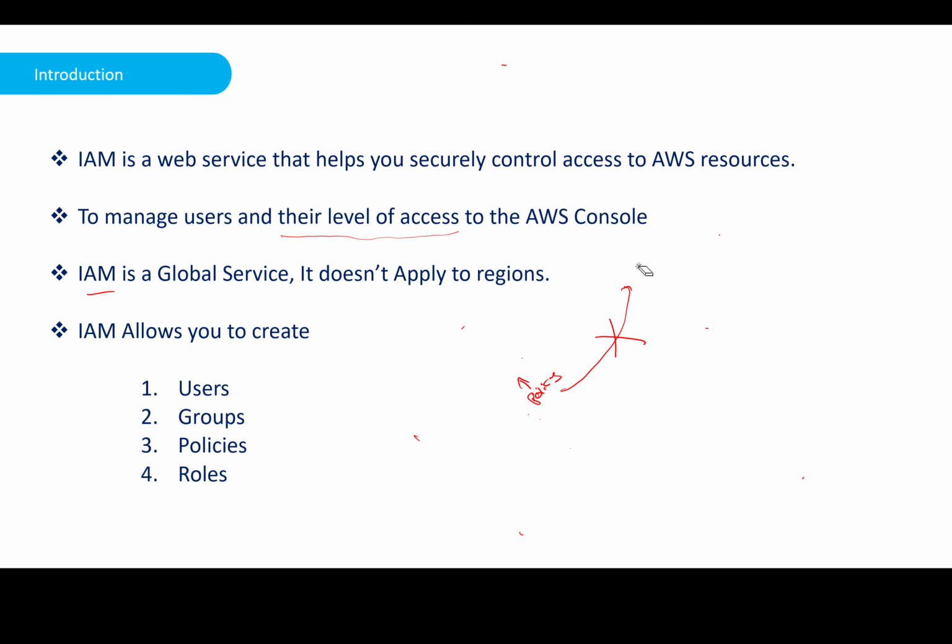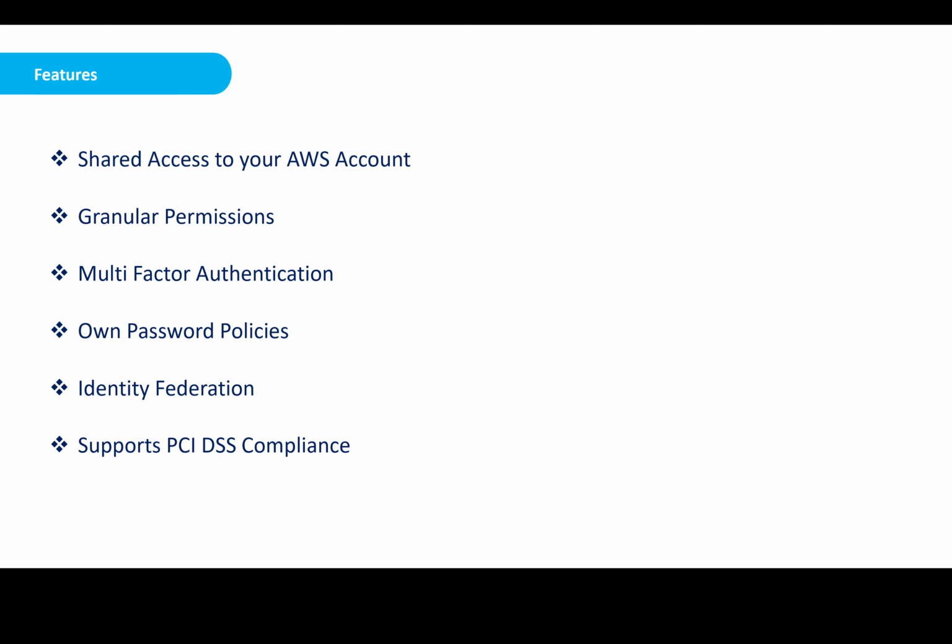Now, what are the features of IAM apart from these four? It's purely for the security of your AWS account. Shared access to your AWS account means we can create multiple users, user one, user two, user three, and provide shared access to your AWS account without sharing common credentials with multiple people. Granular permissions means if user one requires full permissions, we can provide full permissions. If you want to provide just read only to user two, you can provide read only permission.